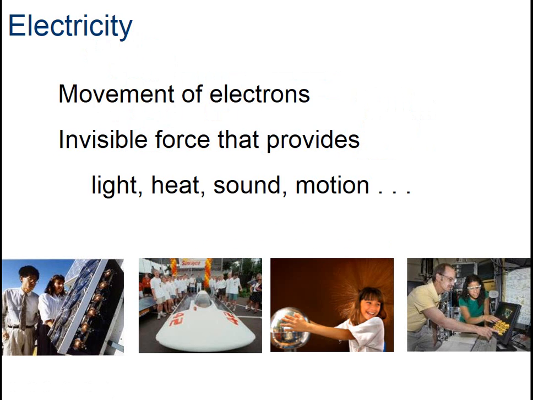Electricity can build up in one place or can flow from one place to another. When electricity gathers in one place, it is known as static electricity. The word static means something that does not move. Electricity that moves from one place to another is called electrical current.